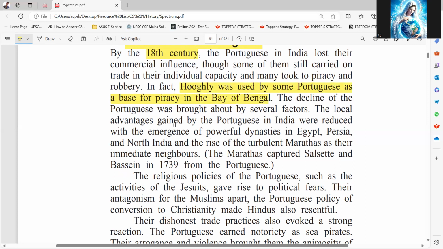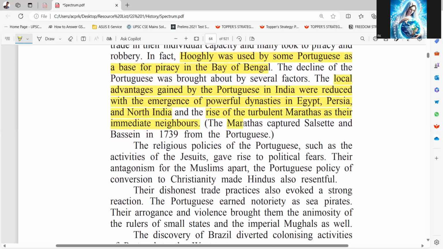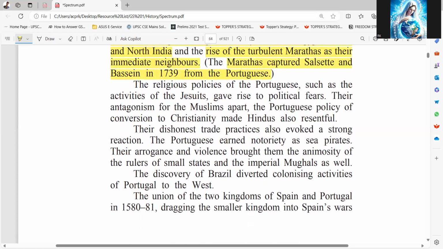The local advantages gained by the Portuguese in India were reduced with the emergence of powerful dynasties in Egypt, Persia, and North India, and the rise of turbulent Marathas as their immediate neighbors. The Marathas captured Salcete and Bassein in 1739 from the Portuguese.